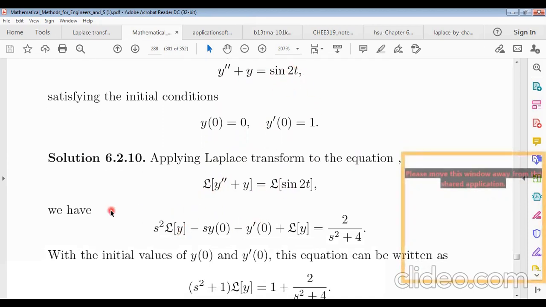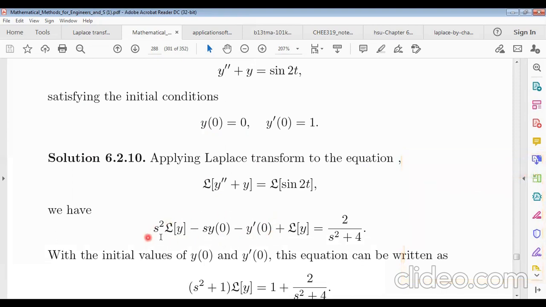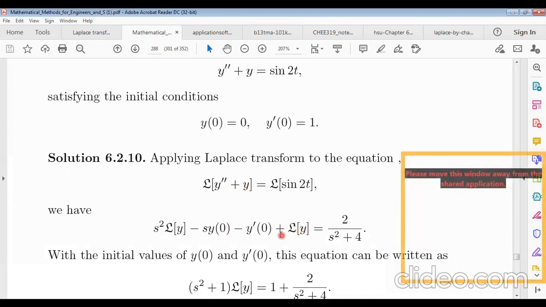Now we must know the Laplace transformation of the second derivative of y. From your list, it is s squared times the Laplace transformation of y, minus s y of 0, minus the first derivative of y at t equals 0. This is the formula for the Laplace transformation of the second derivative of y of t. Then plus the Laplace transformation of y, using the linear property, which you must know.